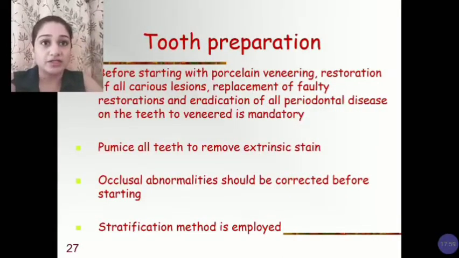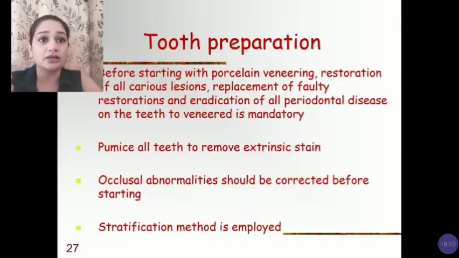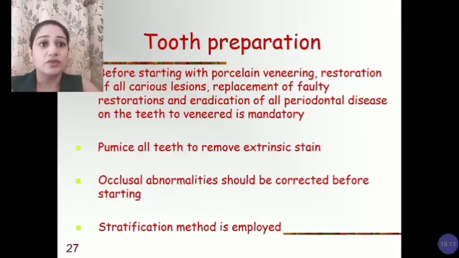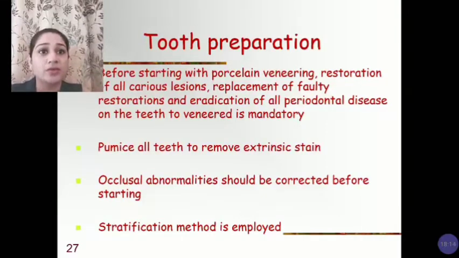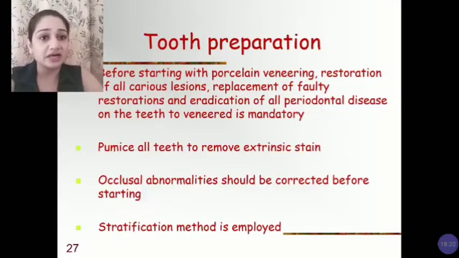Coming to tooth preparation, before starting with porcelain veneering, restoration of all carious lesions, replacement of faulty restorations and eradication of all periodontal disease on the tooth to be veneered is mandatory. Pumice all the teeth to remove extrinsic stain. Occlusal abnormalities should be corrected before the stratification method is employed.